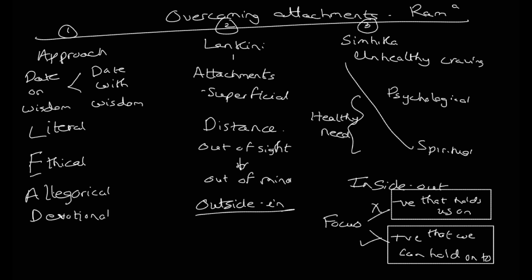Does anyone know there are 4 obstacles that Hanuman faced on his way to Lanka? Anyone know the obstacles? Sorry? Yeah? Mainaka mountain was the first one. Surasa, Lankini, and one more was Simhika. Yes, thank you. So we will be discussing Simhika and Lankini and what they represent and how the way Hanuman dealt with them can help us deal with the things that hold us back in our lives.